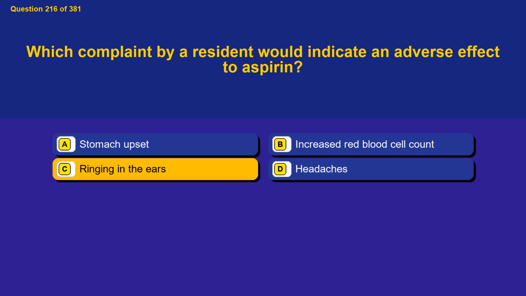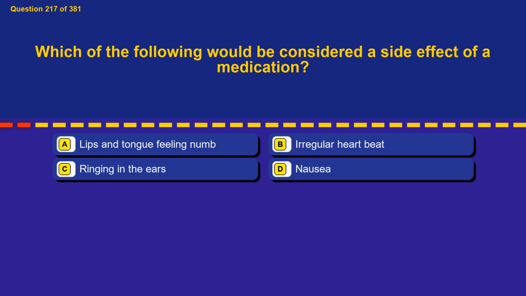The correct answer is option C. Ringing in the ears. Question 217. Which of the following would be considered a side effect of a medication? Option A. Lips and tongue feeling numb. Option B. Irregular heartbeat. Option C. Ringing in the ears. Option D. Nausea.